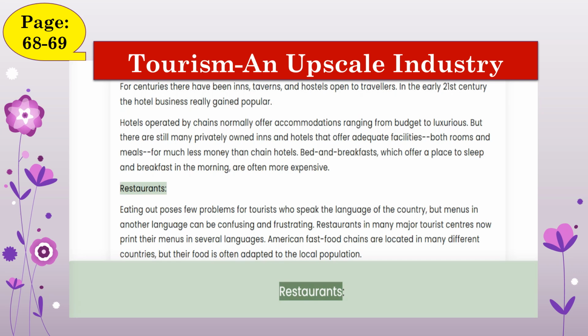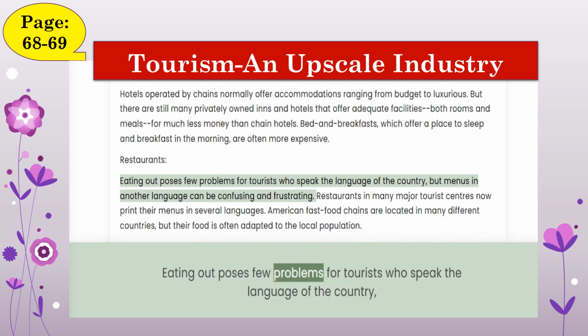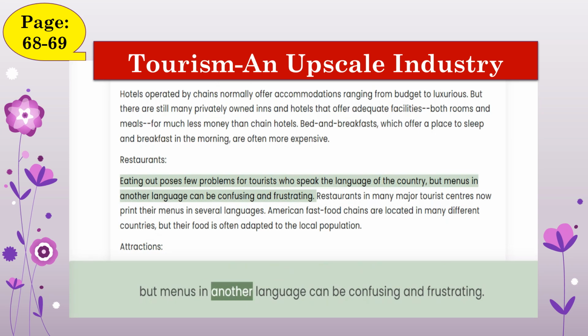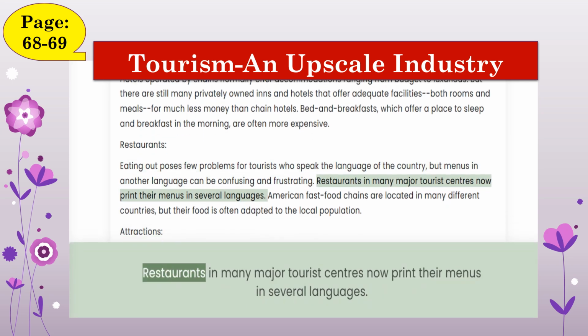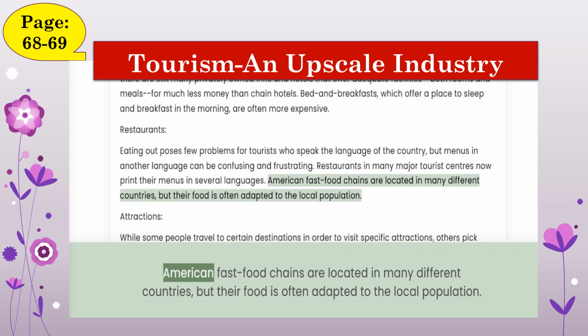Restaurants. Eating out poses few problems for tourists who speak the language of the country, but menus in another language can be confusing and frustrating. Restaurants in many major tourist centers now print their menus in several languages. American fast food chains are located in many different countries, but their food is often adapted to the local population.